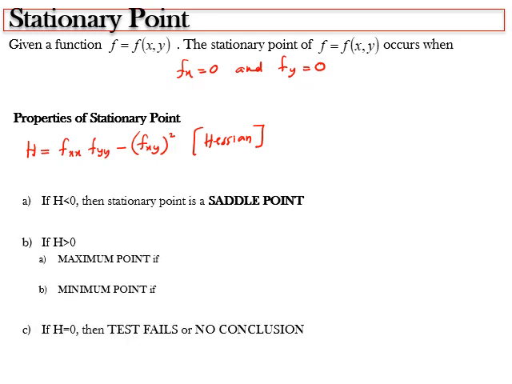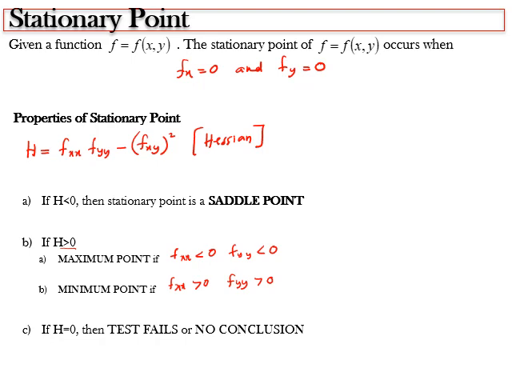Now, if H is less than 0, then the stationary point is a saddle point. If H is greater than 0, there are two possibilities, whether it's a maximum point or a minimum point. It's a maximum when fxx is less than 0 and fyy is also less than 0. And it is a minimum when fxx is greater than 0 and fyy is also greater than 0. So if H is positive, you need to check the second derivative. Whereas if H equals 0, the test fails, or no conclusion can be made.